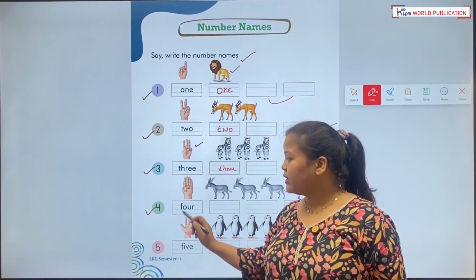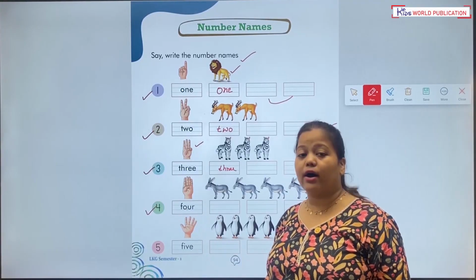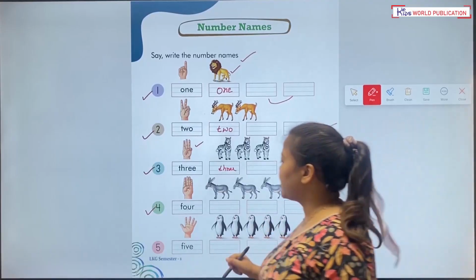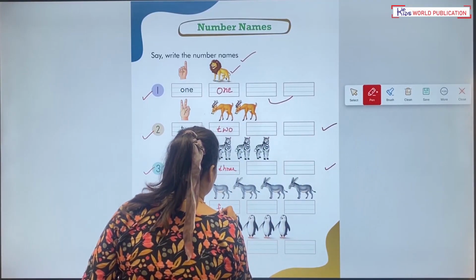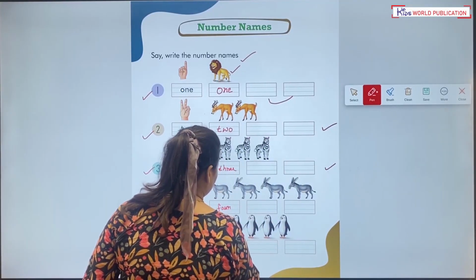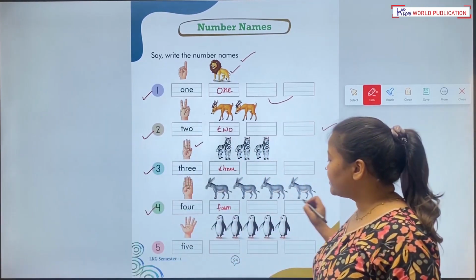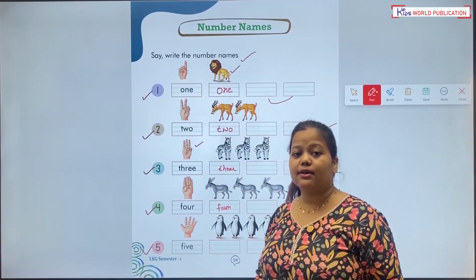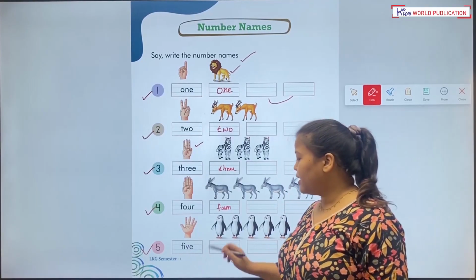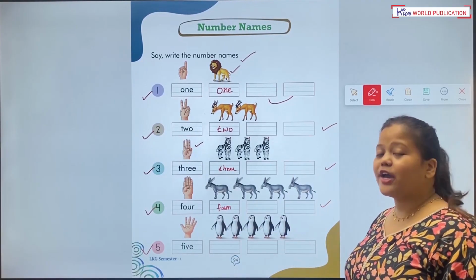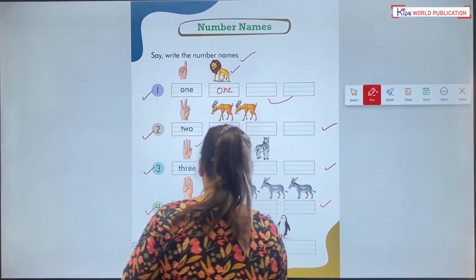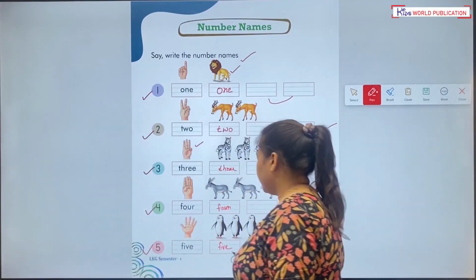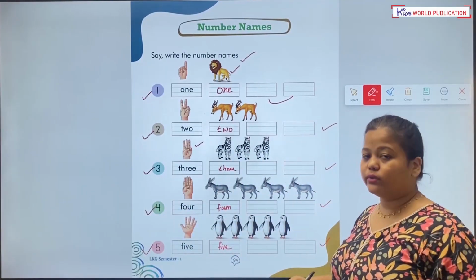Number 4. Number name FOUR, 4. 1, 2, 3, 4. 4 donkeys. You write here 4. Rest you will write on your own. Number 5, FIVE, is the number name of number 5. 1, 2, 3, 4, 5. 5 penguins. Rest you write on your own.